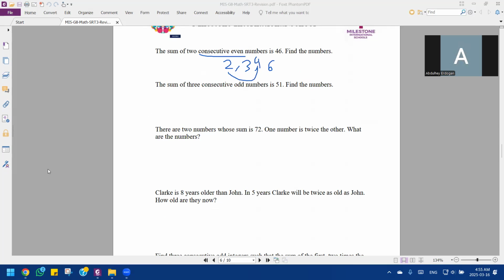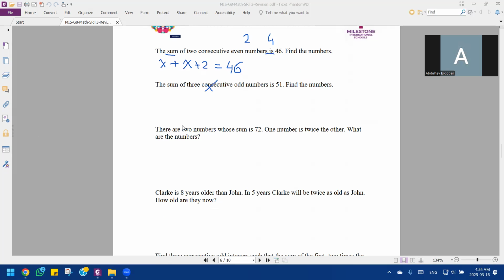Now, how do I formulate this? Let's say the first number is even. Let's say it's x. The next consecutive number, if the even number is 2, then you should add 2 to get 4, right? So the first one is x, the second one is x plus 2. This is the sum, so we add them, and it is 46. So they are equal to 46. The sum of three consecutive, we will not do it.